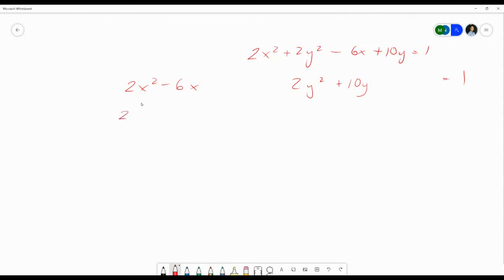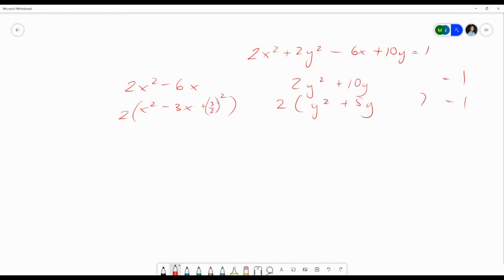Now we have to factor out the coefficient of x squared and y squared. So here we're going to take out 2. This would change this to a negative 3x. Same thing here. All right, so now my b value is actually negative 3. So I'm going to take half of that and square it. So half of that, 3/2, and then square it.